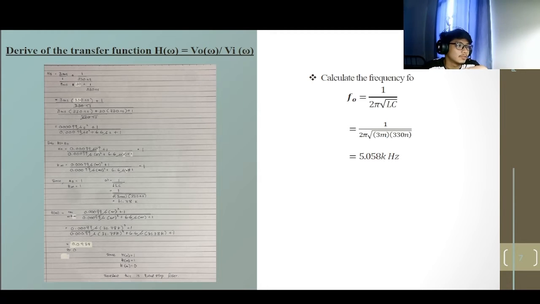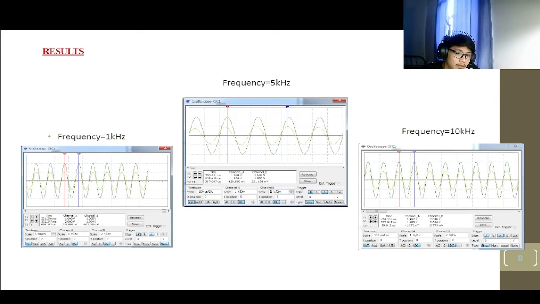This is the derivation of the transfer function, and this is the calculation for the band stop filter, and we are using the formula 1 over 2 pi square root LC. And this is the result for the band stop filter for 1 kilohertz, 5 kilohertz and 10 kilohertz frequency.